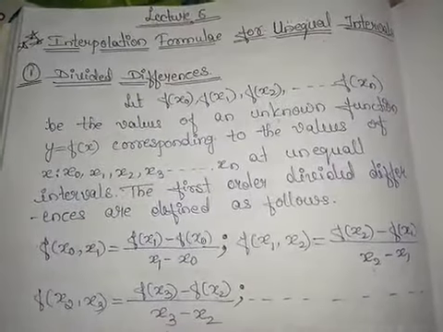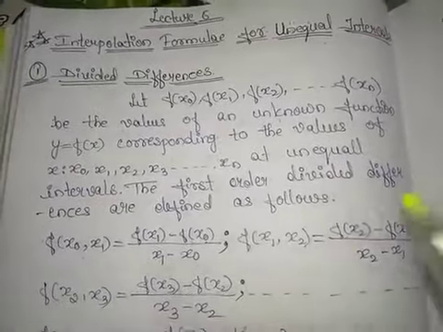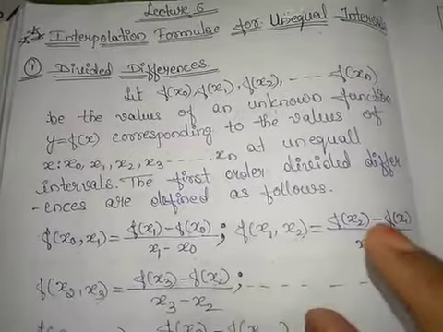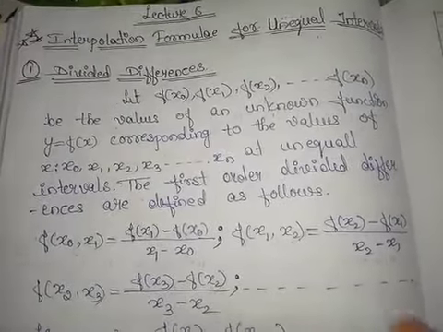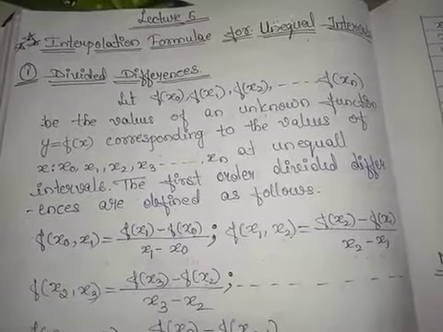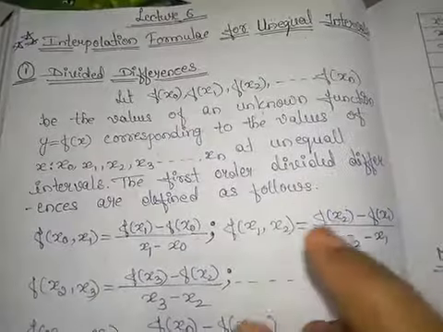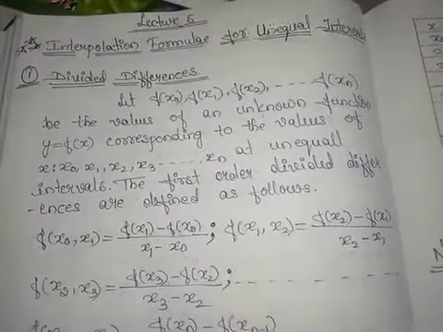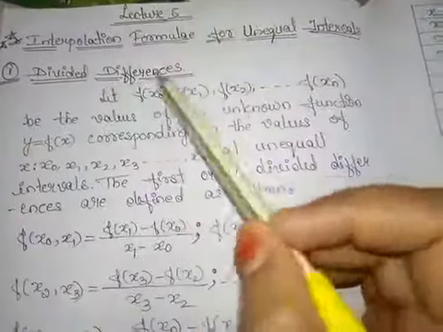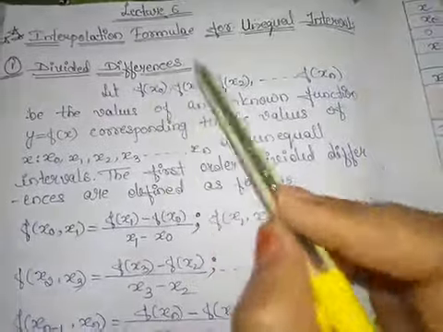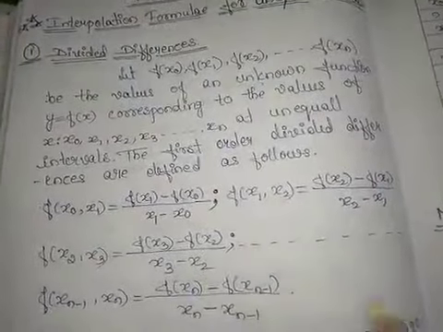Today we will see what the formula will be if the values of x do not have a fixed interval or a fixed difference. If x values are given randomly, they don't have any fixed distance or common difference, then which formula do we have to apply to find the solution? That is the divided difference formula. The divided difference concept we have to use here.